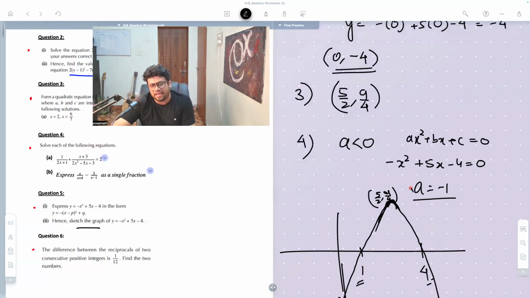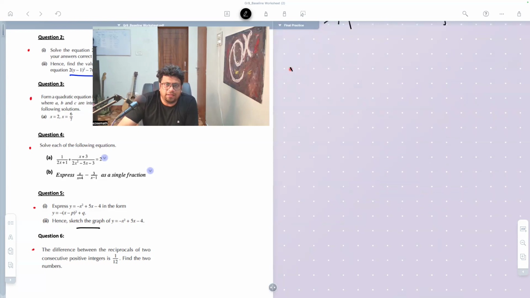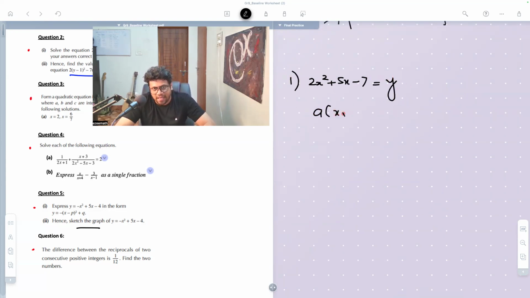That's your quadratic sketching. Well, if you want, let's give you a few quadratics to sketch. Let's have 2x square plus 5x minus 7 equal to y. That's one of the quadratics. I would like you to do a times x plus b square plus c kind of a form on it first, obtain the coordinates of the vertex, then sketch the quadratic.